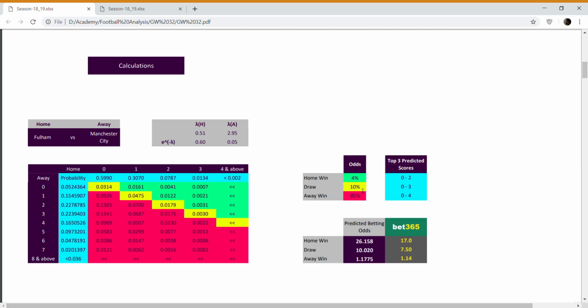Coming to the calculation of betting odds. The calculation of betting odds is pretty easy. It is 1 divided by the probability of the particular outcome. For example, betting odds for Manchester City for this particular fixture is equal to 1 divided by 0.85, that is 1.77. We have also collected the betting odds provided by Bet365 just to give you a comparison.